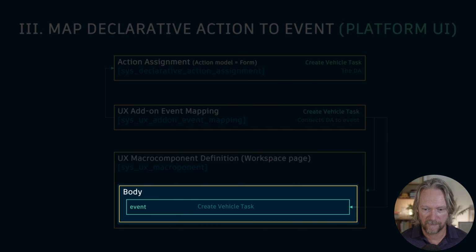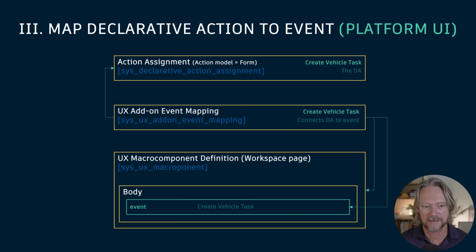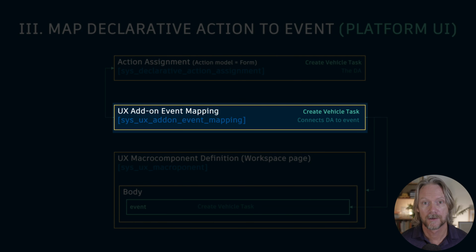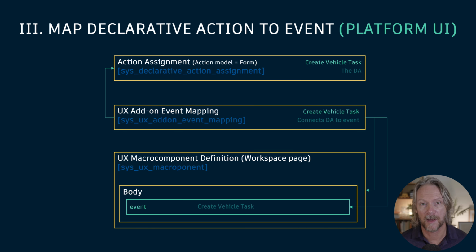We've created an event here to create a vehicle task that's going to do some things, including create the record. But at the moment, what's missing is that the declarative action is not linked to that event. So that's exactly what we need to do. And this is the last remaining step in this process. We need to link the declarative action to the event that we've just created. So when you click on the button, the event is triggered, and that event then triggers the client script. It triggers the creation of a record in the vehicle task table. So let's go ahead and do that.